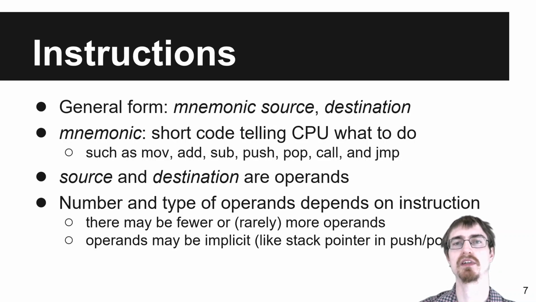Source and destination are the operands. So they are the data, the pieces of data that the instruction operates on. So these could be different types that we will discuss shortly. Now, the number and type of operands depends on the instruction. So not all instructions take 2 operands, although this is pretty common, at least for arithmetic instructions. So there could definitely be fewer operands, and a few instructions also have more operands.